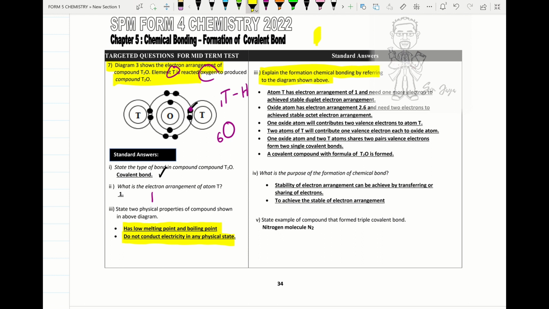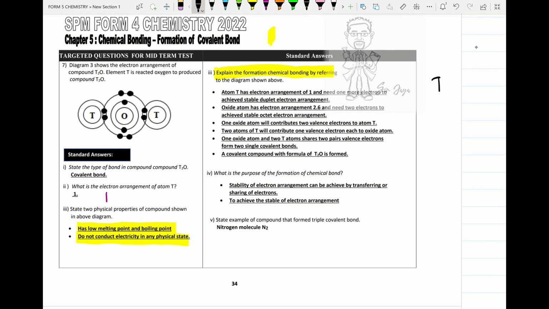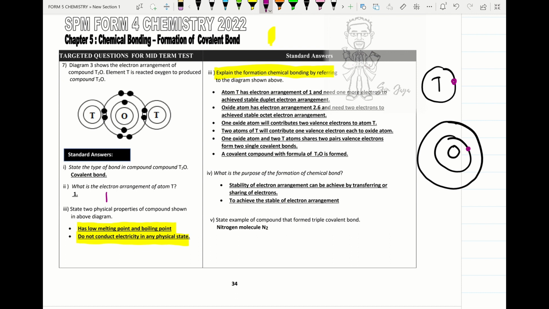Explain the formation of chemical bonding by referring to the diagram shown. Alright, so we have the T atom, it has only 1 electron in the shell. So we have the oxide atom, it has a first shell and a second shell, with 2 electrons in the first shell. Alright, and it has 6 electrons in the valence shell.